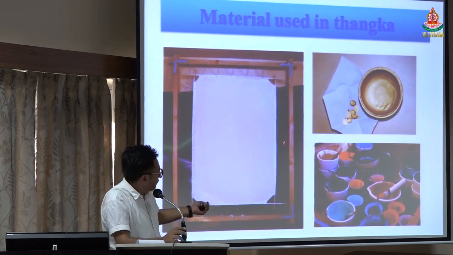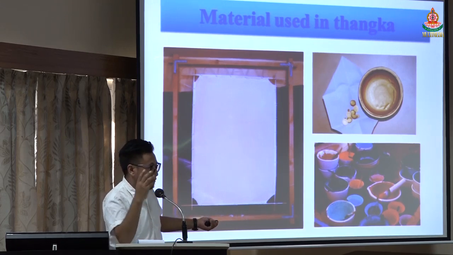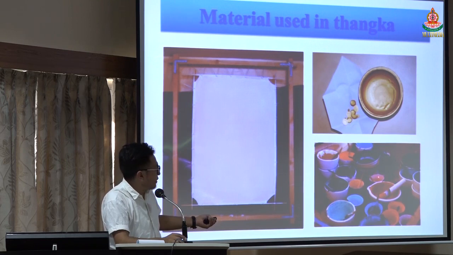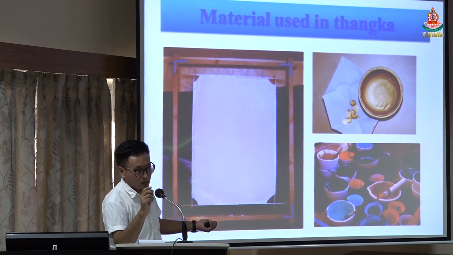As I told you before, we have a natural color. We're using natural color most of the time. It stays very long, for many, many years, and it won't be destroyed by insects and all these things. But nowadays, some people are using synthetic glue, and some synthetic glue is destroyed by insects.